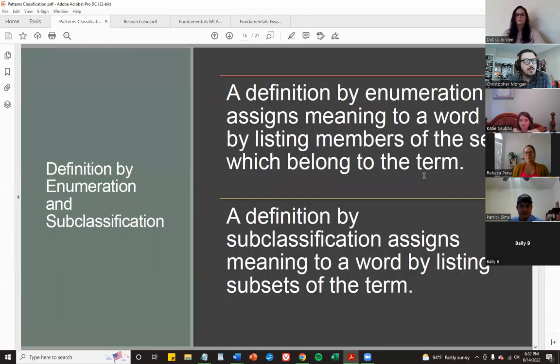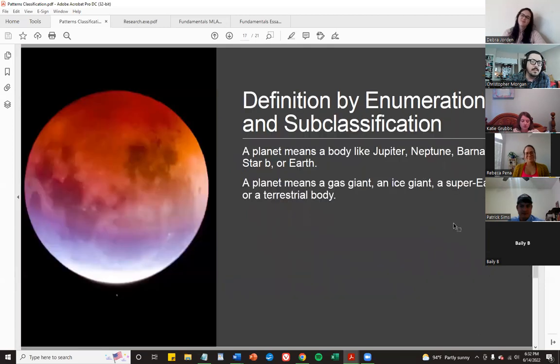Some more definitions. Definition by enumeration assigns meaning to a word by listing members of the set which belong to the term. And definition by subclass assigns meaning to a word by listing subsets of the term. That's a bunch of abstract, funny language. What does that mean? Well, I think this is pretty illustrative. By enumeration, a planet means a body like Jupiter, Neptune, Barnard Star B, or Earth, right? It's deferring to specific examples of the thing.